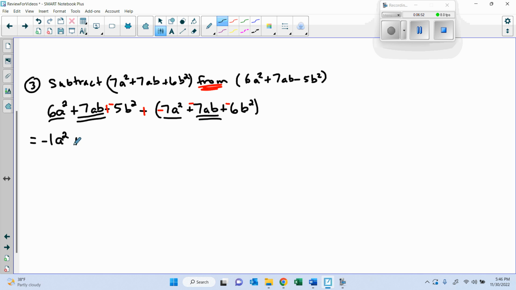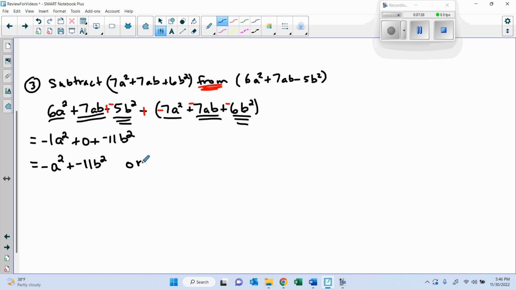You can write plus 0 if you want, or just don't write anything because plus 0 isn't going to change anything. And then I have a b squared term, and I have another b squared term. So I have negative 5b squared plus negative 6b squared. So that's negative 11b squared. Now, to clean this up a bit, I don't want to write plus 0, and I don't need that negative or the 1 there. So I'm just going to write minus a squared plus negative 11b squared.